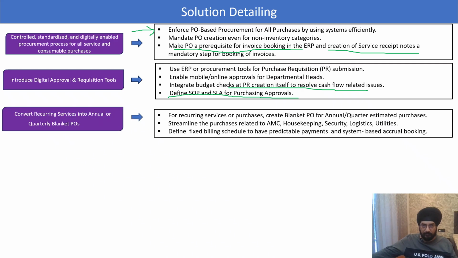Convert recognition services into the annual or the quarterly blanket PO. This is another suggestion that is being provided. Streamline the purchase related to the AMC, housekeeping, security, logistics, etc. Define the fixed billing schedule for having predictable payment for the system-based accrual booking.